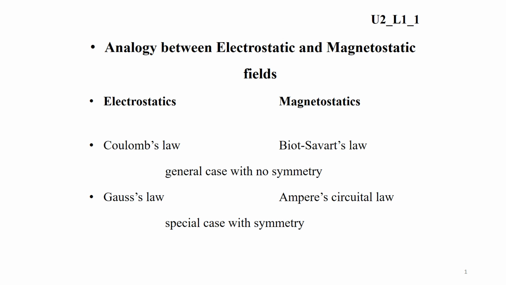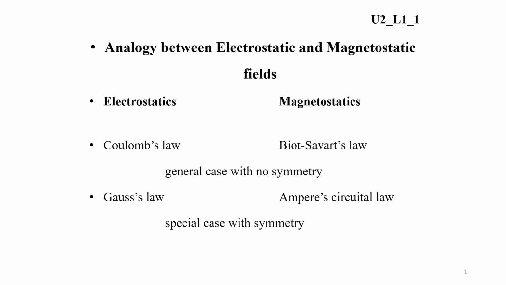Unit 2 Magnetostatics Lecture 1_1. Today we will take up Unit 2, that is Magnetostatics. Now what is magnetostatics? Magnetostatics is the calculation of magnetic fields and magnetic flux densities produced by different types of steady currents. Steady currents means DC currents.